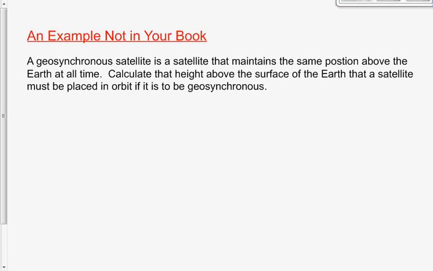A geosynchronous. What does geo mean? The geocentric model of the universe was the Earth-centered model of the universe. Geo means Earth. Synchronous means synchronized. A satellite that's synchronized with Earth. It maintains the same position above the Earth at all times. What's the use of that? Why would we want to have satellites, some of them at least, that maintain the same position above the Earth all the time? When we look up in Calgary and spot a satellite, it's always in the same place relative to us, if it's geosynchronous. Why?